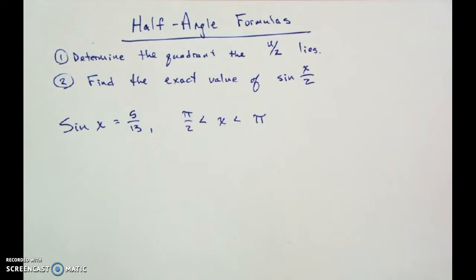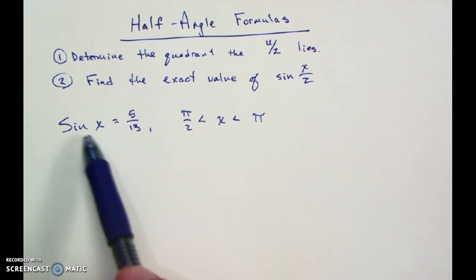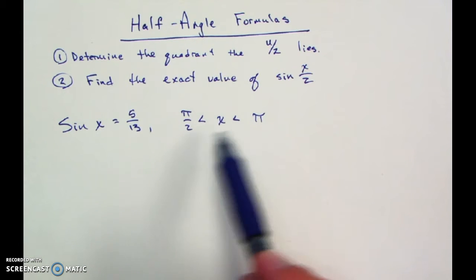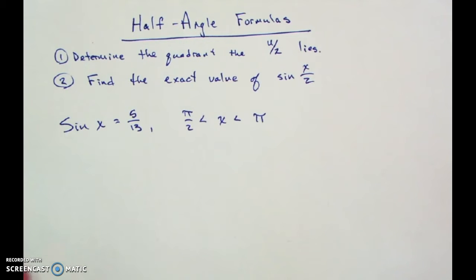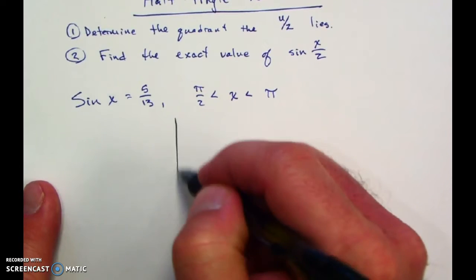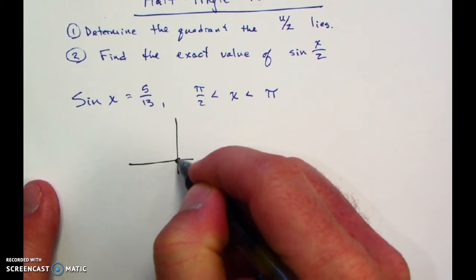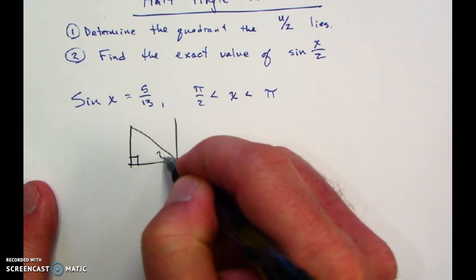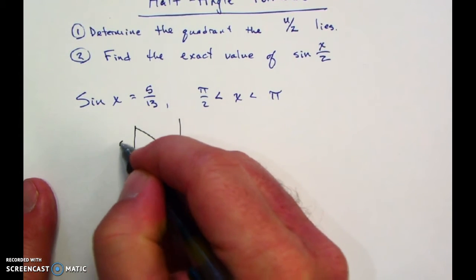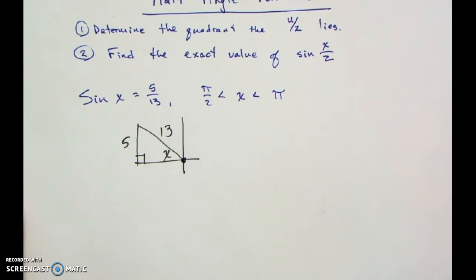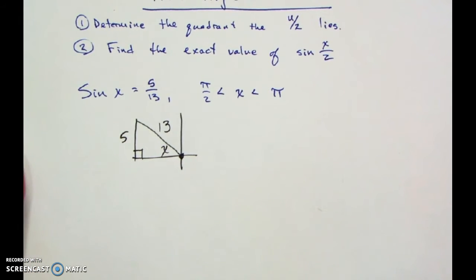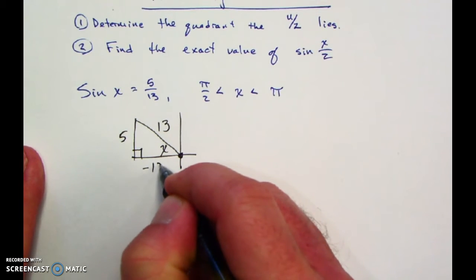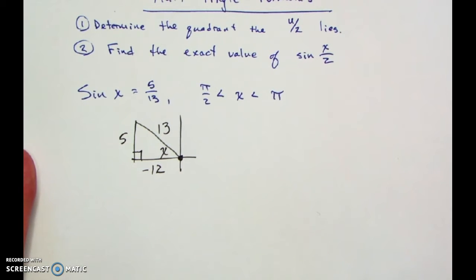So for this first example, let's say we're given the information that our sine of x is equal to 5/13 and that our angle x is in between pi over 2 and pi. So if we're drawing out our triangle, that puts us in quadrant 2. And so we have our 5/13 for our sine value over here, and so here's our angle x. 5/13 gives us our opposite and our hypotenuse, so then we can use the Pythagorean theorem to find this adjacent side. And because we're in quadrant 2, that value is a negative 12.